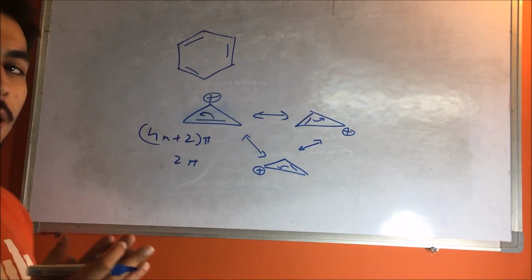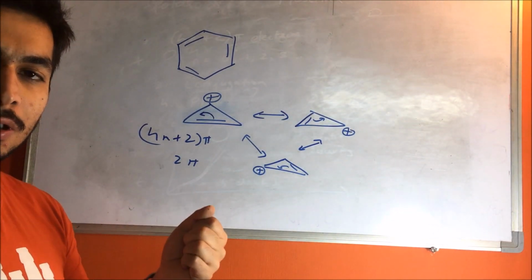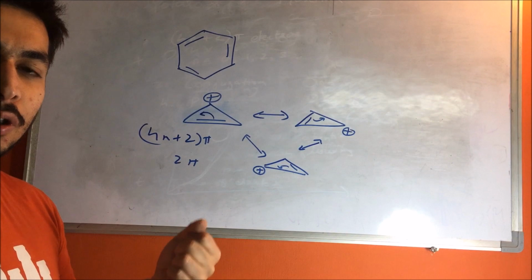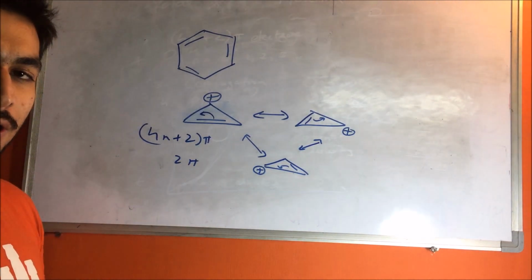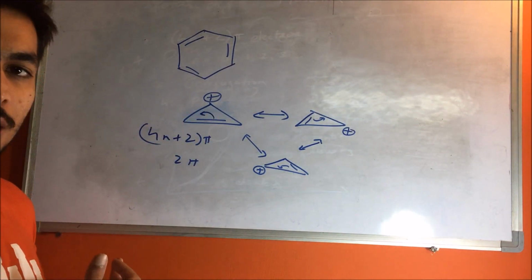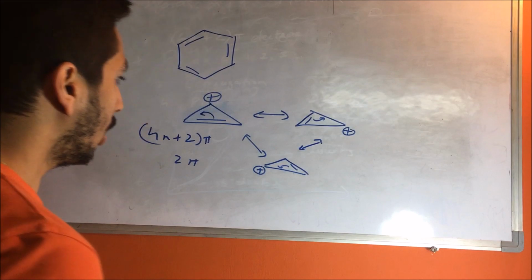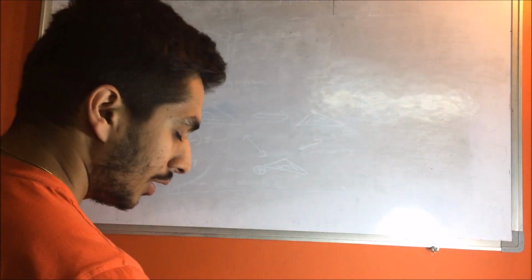What happens is, for conjugation there should be the presence of a p orbital, an empty p orbital. If a compound has an empty p orbital, then the conjugation can easily take place. So here you can see the conjugation can take place. Okay. Now if I take some more examples, let's say this compound.